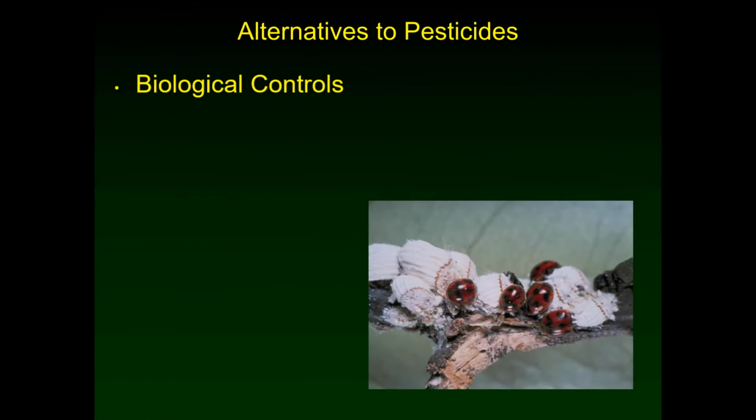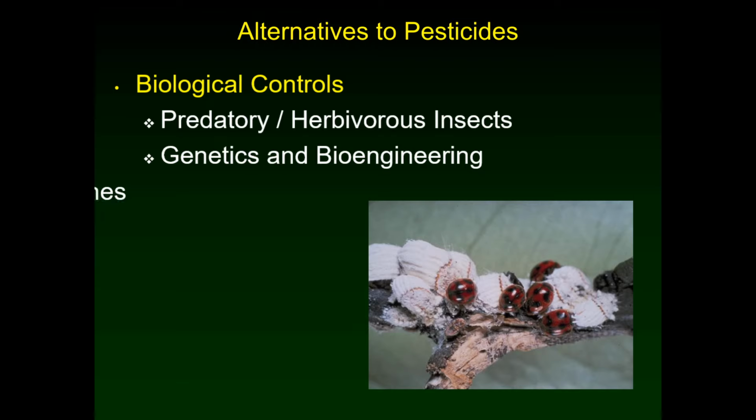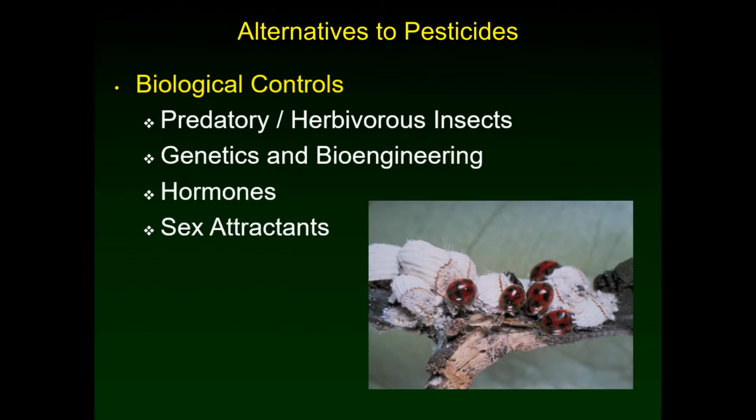And then there's biological controls. Like I said, these kind of have mixed results. So this is predator or herbivorous insects, genetic and bioengineering, which hit some rough flak around 10 years ago when there was a big GMO scare. Using different hormones to control feeding habits and reproduction of insects. Sex attractants, which will result in insects leaving certain areas, specifically males leaving certain areas.